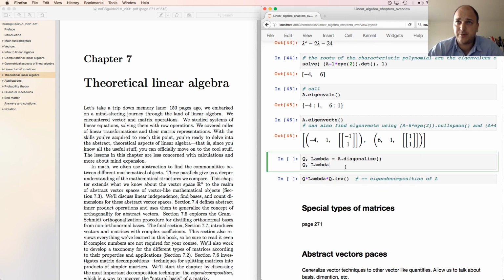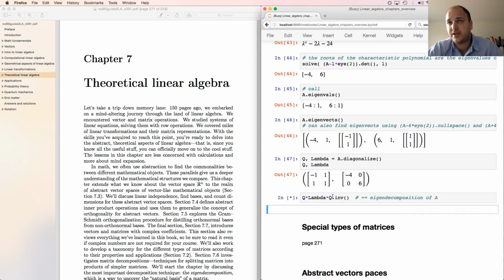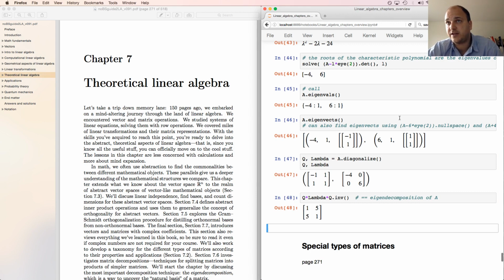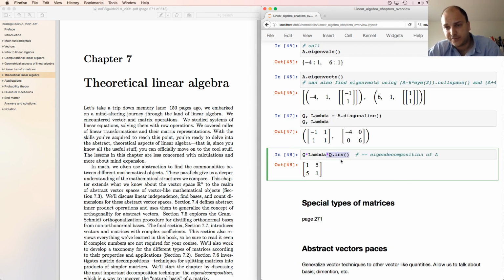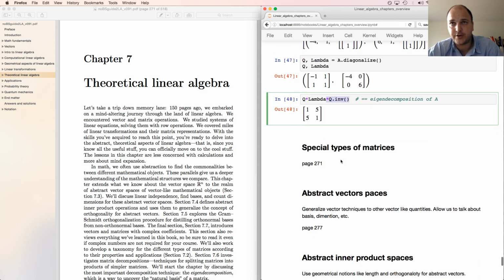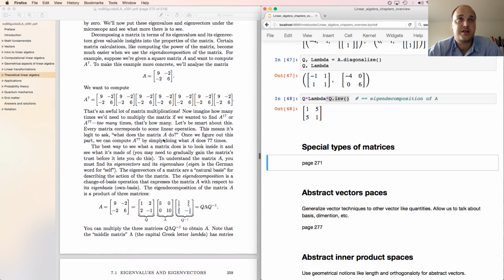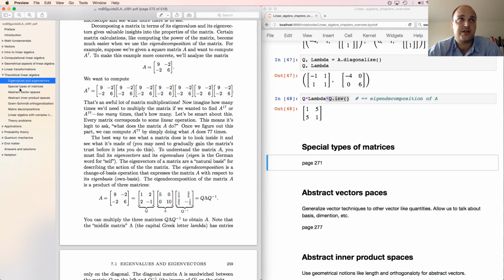So I won't say much more except to show that once you have these eigenvectors, you can put them in a matrix, and you can put the eigenvalues in another matrix on the diagonal, and then you can write A as a decomposition of Q, the matrix of eigenvectors, a diagonal matrix of eigenvalues, and then Q inverse. So this is useful in many situations, but we won't talk about it much. That's the subject of chapter 7 in great detail.